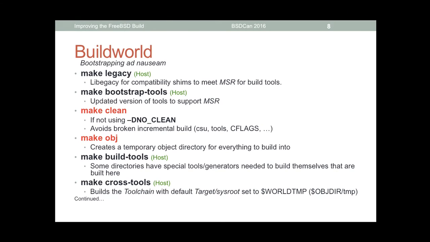And this is the longest step in the bootstrapping step. This is actually building the entire toolchain that is for the target. It's building a cross clang or a cross GCC that has the default sysroot built into it, which we call worldtmp. This also builds binutils, elftoolchain. Later on, we build Clang again for the target, so we're building Clang twice.